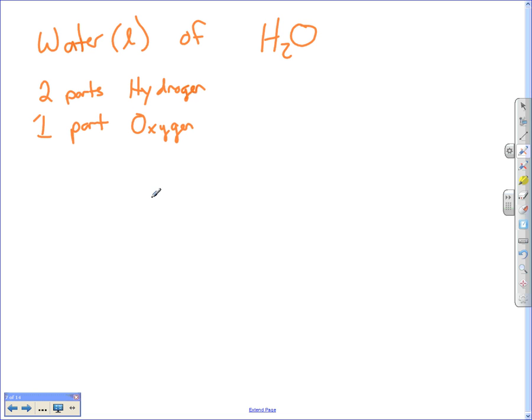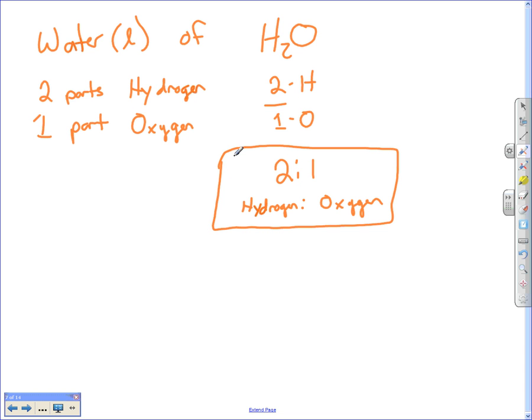We can write this in several different types of ratios. We could write this as 2/1, and then this be hydrogens, and this be oxygens. We could also write this as 2/1 hydrogen to oxygen. So this is one way of writing a ratio. This is another way of writing the ratio. And yet we could also write it 1-to-2, oxygen to hydrogen.